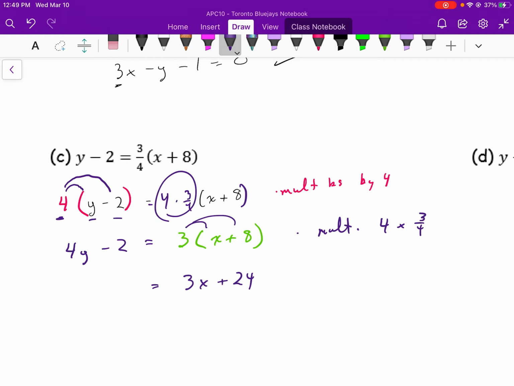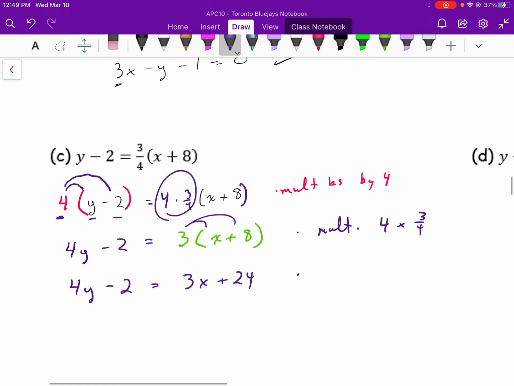So 3 times x is 3x. 3 times positive 8 is positive 24. And the left-hand side stays the same. And to write this down, I would write it down as multiply right-hand side. And really, I'm just multiplying 3 times x plus 8. And then I'm just going to reorganize.